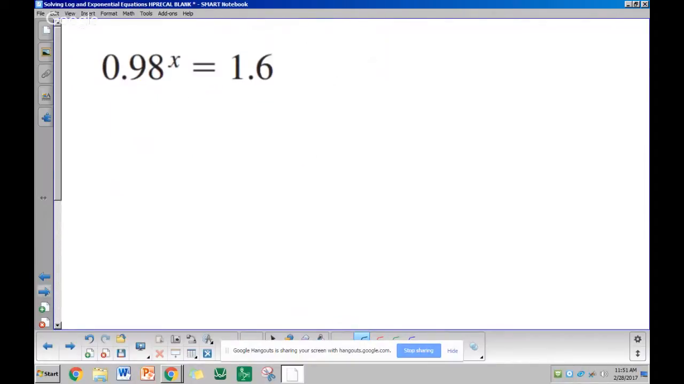Moving right along. You have a prayer of getting the same base here. Yes. I mean, you're in a Catholic school. Who knows? Miracles could happen, but not here.